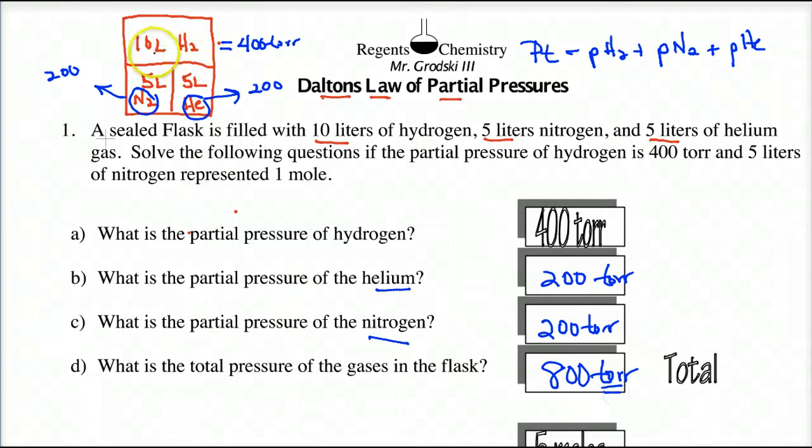So we were using volumes proportionate to pressure. Why? Equal volumes, equal number of molecules. Twice the volume, twice the number of particles, twice the pressure. You can see those fractional and proportionate values in Dalton's law because of Avogadro's hypothesis.